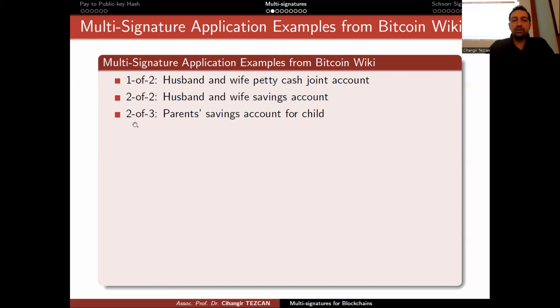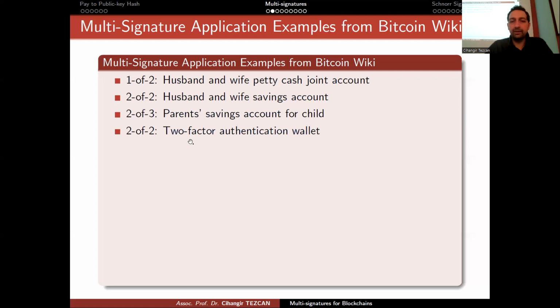A different example is 2 out of 3. Here the example is a parents' savings account for a child. In this scenario, the three people, husband, wife, and the child, each have a public key. They all have a public key, but one of them is not enough to spend the money. So the child cannot withdraw money without the consent of one of the parents, okay? One of them is enough. So the child can just convince one of the parents to withdraw the money.